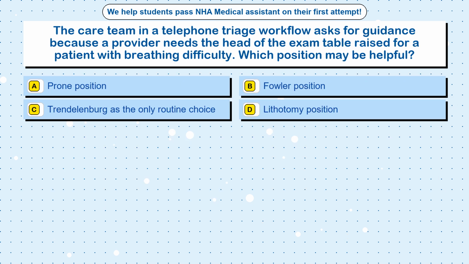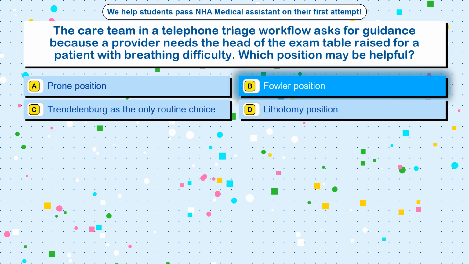Question 59. The care team in a telephone triage workflow asks for guidance because a provider needs the head of the exam table raised for a patient with breathing difficulty. Which position may be helpful? Option A, prone position. Option B, Fowler position. Option C, Trendelenburg as the only routine choice. Option D, lithotomy position. The correct answer is option B, Fowler position.